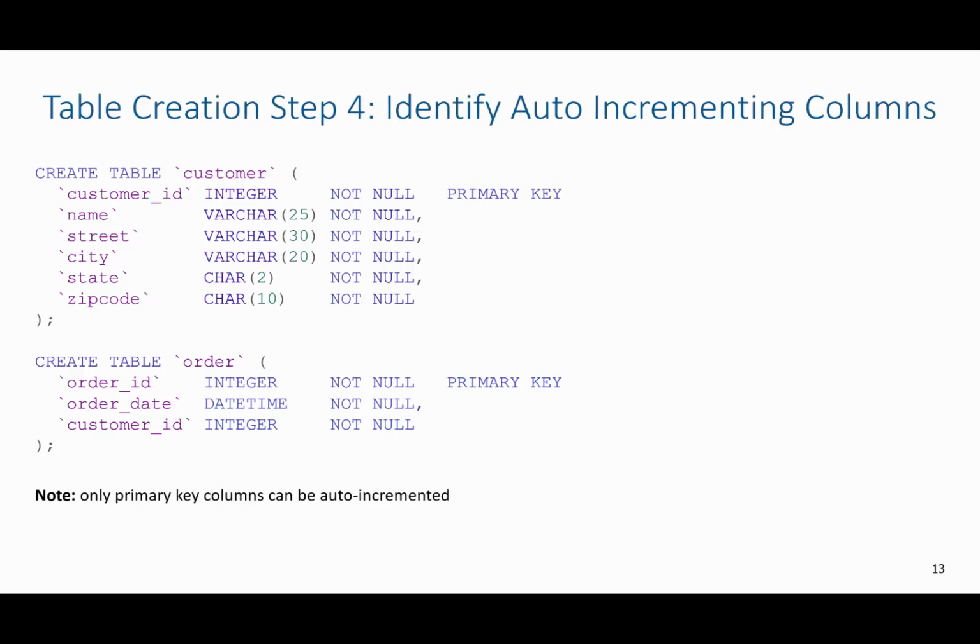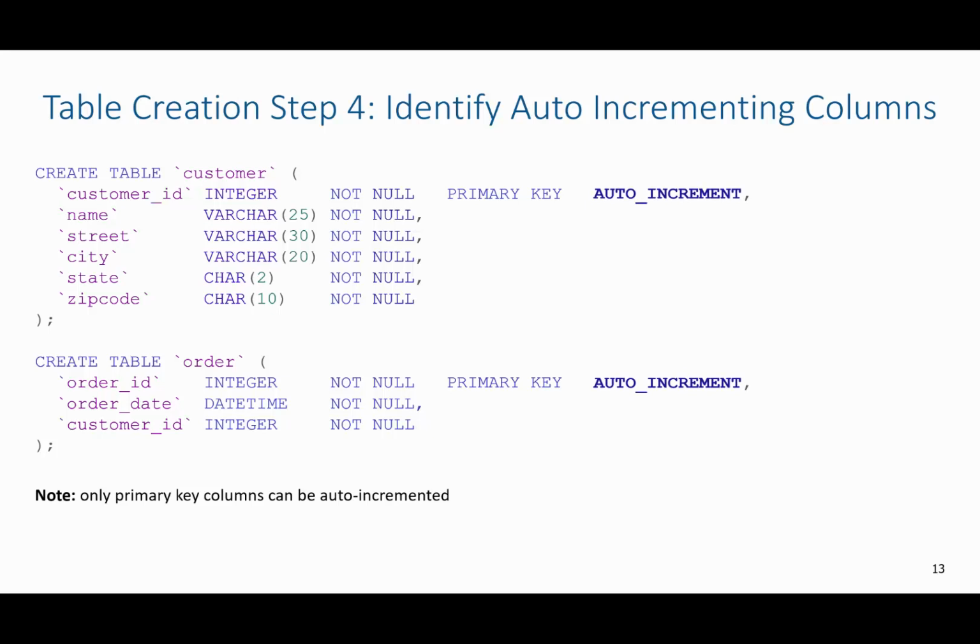For step 4, we're going to identify the auto-incrementing columns. These are going to be the columns that are going to increase in value with every new insert on that table. And also, the only columns that can be auto-incremented are primary keys. So we're going to auto-increment customer ID and order ID.